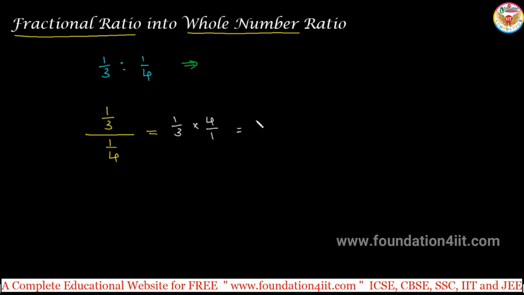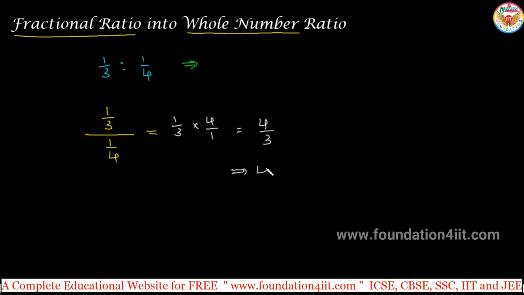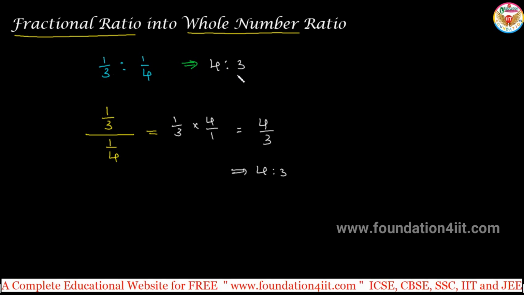1 by 3 into 4 by 1. 1 into 4 is 4. 3 into 1 is 3. So 4 by 3, we can write 4 is to 3. Okay, so that means 1 by 3 is to 1 by 4 is equal to 4 is to 3. This is the conversion from fractional ratio to the whole number ratio.